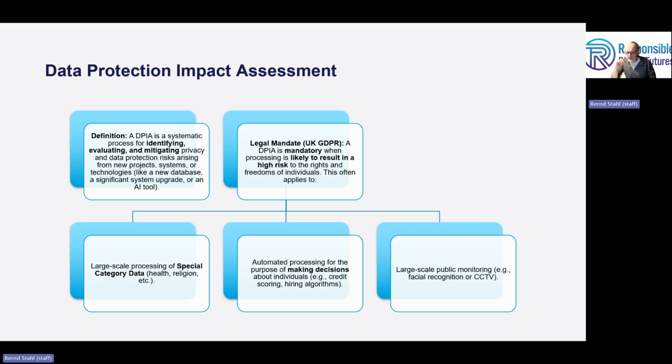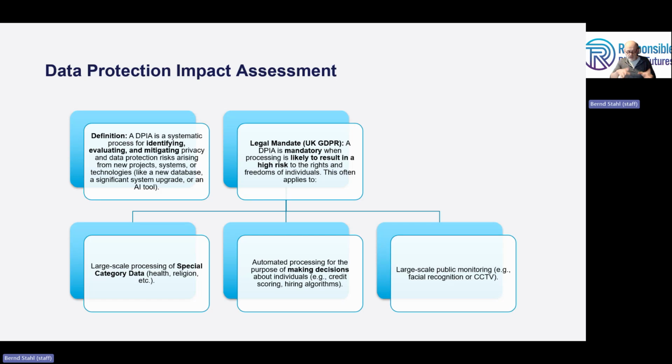So one of the things that you can do in order to comply with the GDPR is to do a data protection impact assessment. And I actually expect that I will find a lot of references to data protection impact assessments in your group reports, in your action plans for your company. So a data protection impact assessment is a process that identifies, evaluates and mitigates privacy and data protection risks arising from new projects, new systems, new technologies. That may be an upgrade from something that already exists, or it may be a completely new system.